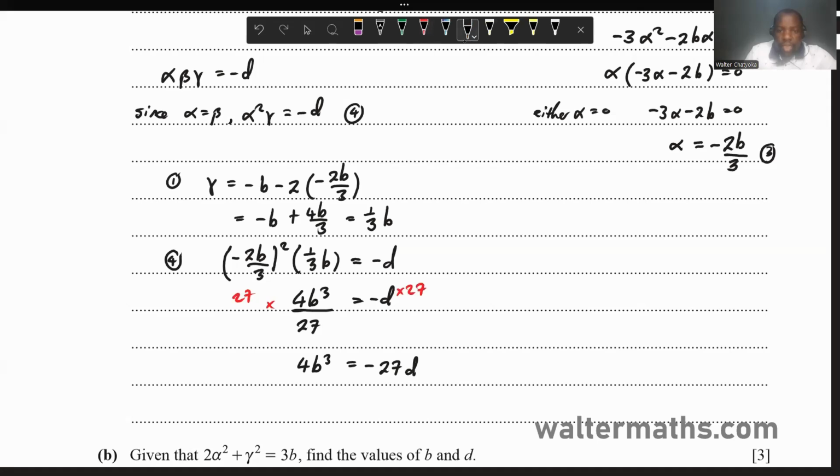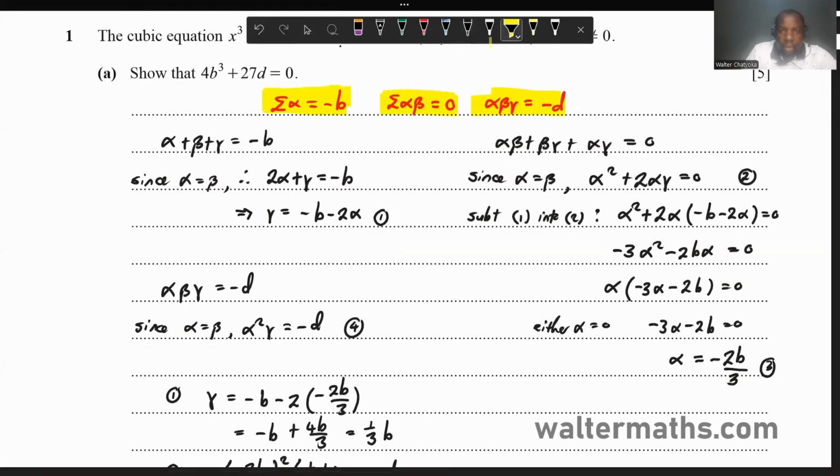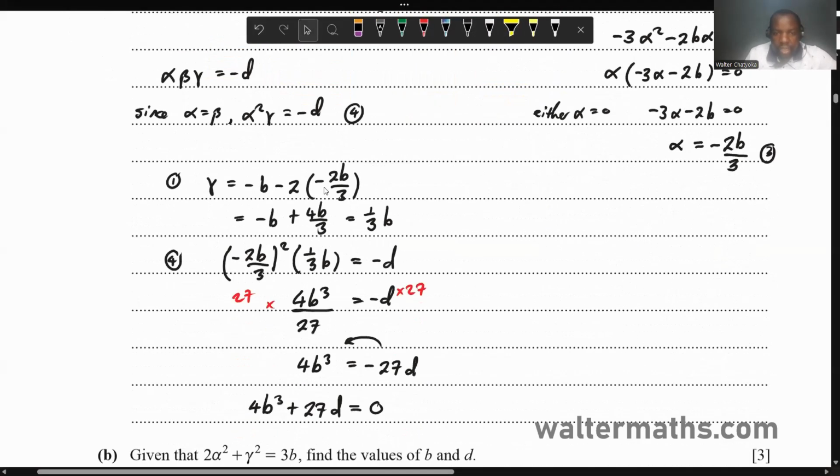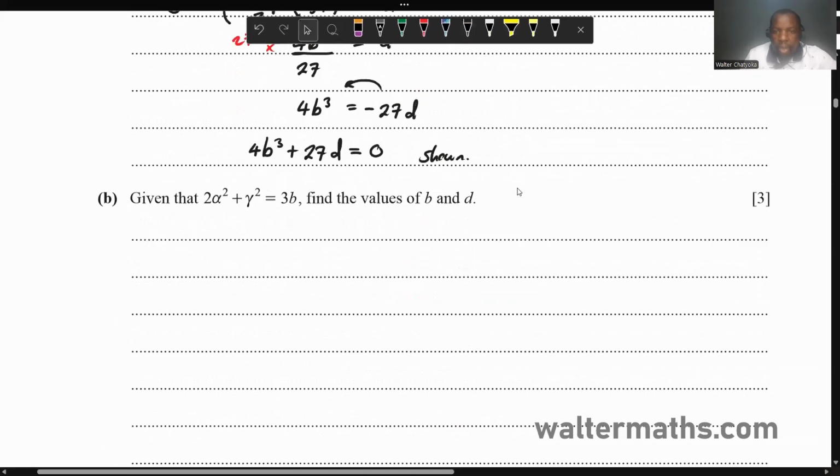So if we take minus 27d to the left, we'll be having 4b cubed plus 27d equal to 0. And that's actually what they want us to show here. So I'll say here, shown. So that's how we do it for part A. Let's go on to part B.